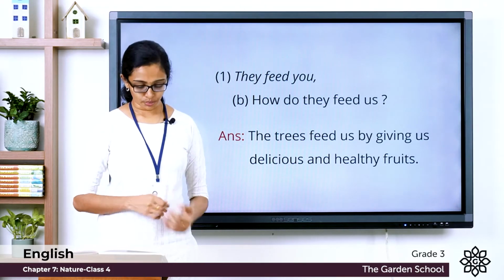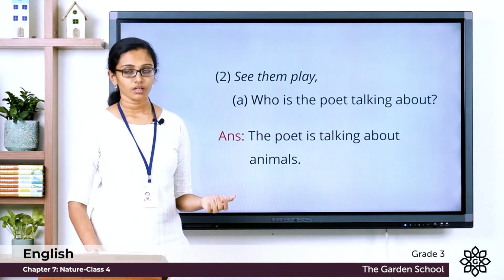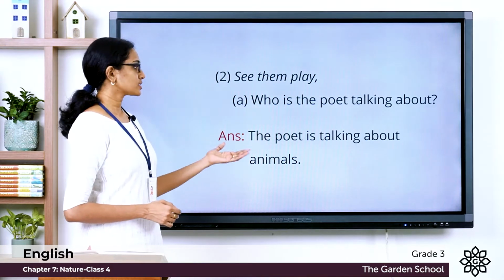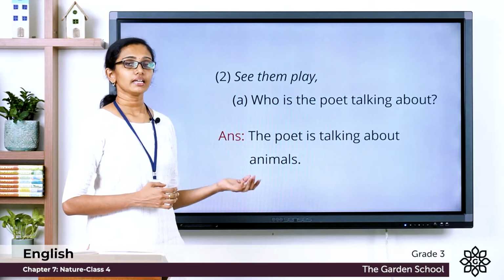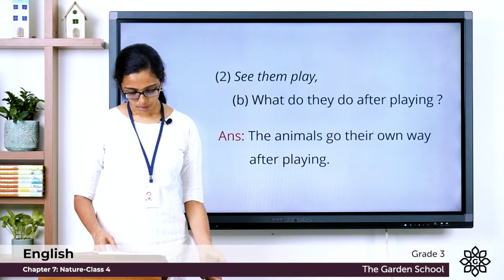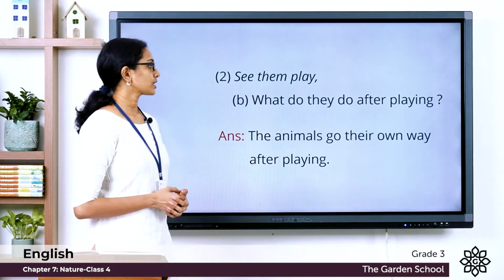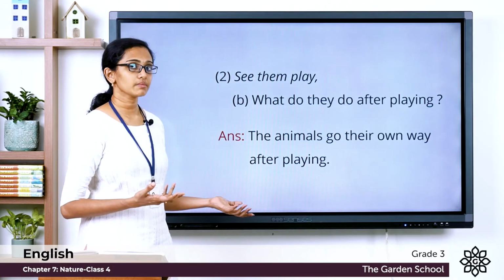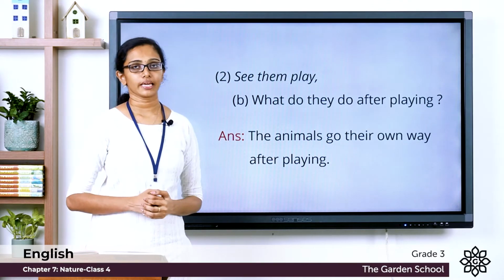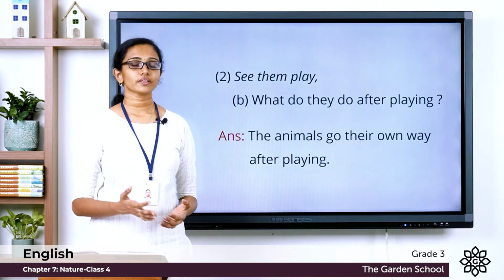Now, question number 2, see them play. A. Who is the poet talking about? So, the poet is talking about animals and how they are playing in nature. Now, question B, what do they do after play? So, after play, what do these animals do? The animals go their own way after playing. Now, let's move on to the next section.